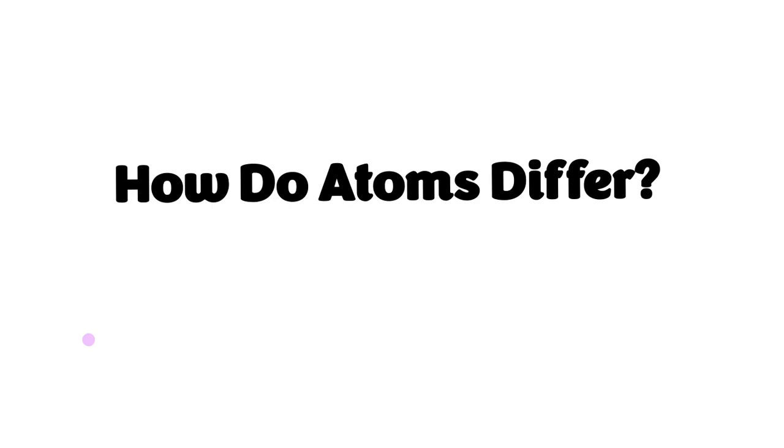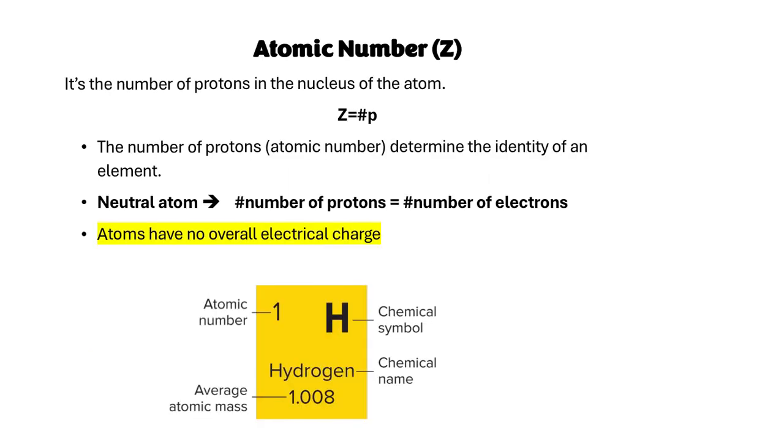How do atoms differ? It's the number of protons in the nucleus of an atom that makes them different from each other. Atomic number is represented by Z. The number of protons determines the identity of an element.